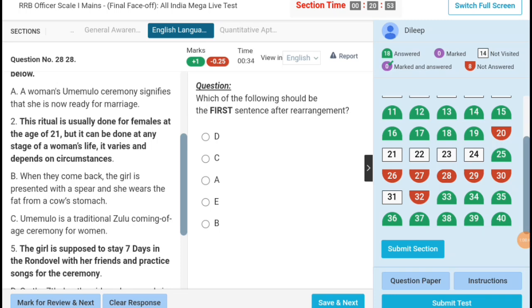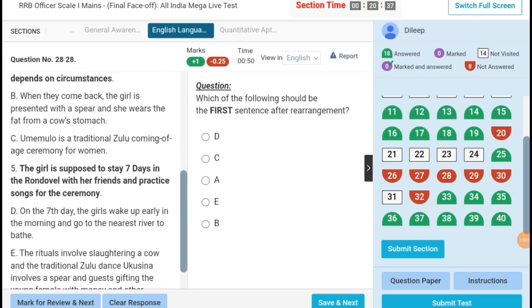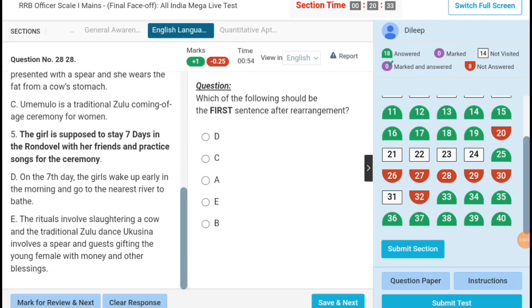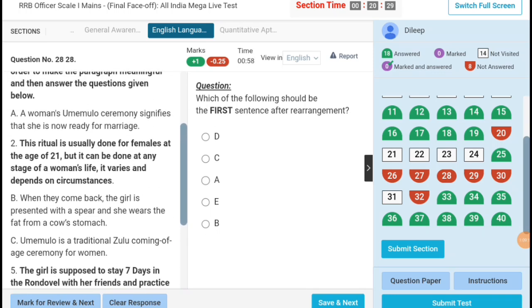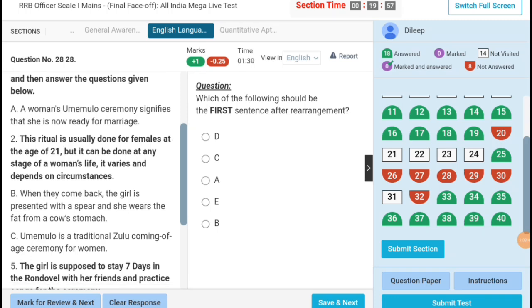Umemulo is a traditional Zulu coming of age ceremony for women. And second is, this ritual is usually done for females at the age of 21, but it can be done at any stage of a woman's life. It varies and depends on circumstances. And the ceremony signifies that she is now ready to marry. So A to C, I think. Sorry, C to A.